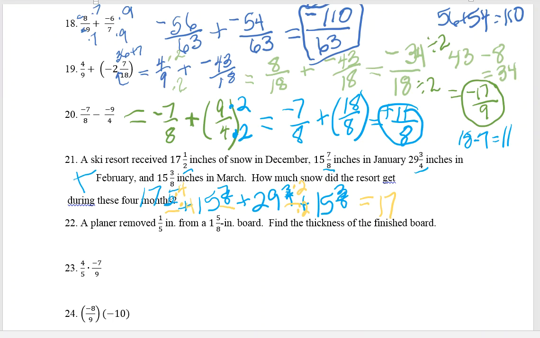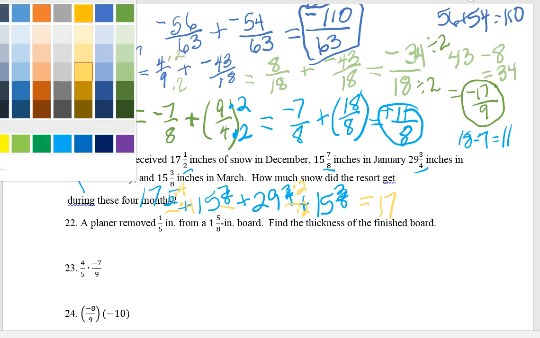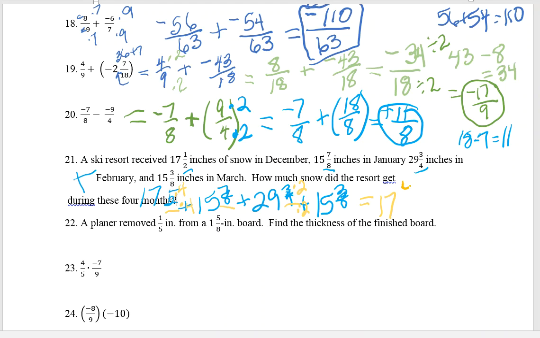My pen has just quit working. Let's try this one more time. There we go. Okay, so 4 times 1 is 4. 2 times 4 is 8. Okay, on the next one, we're not changing the 15 7/8. Our 29 3/4. We took 4 times 2 and we got 8.